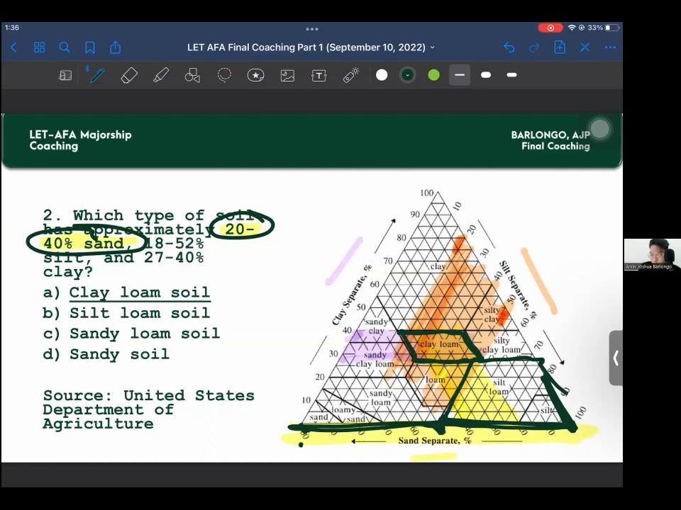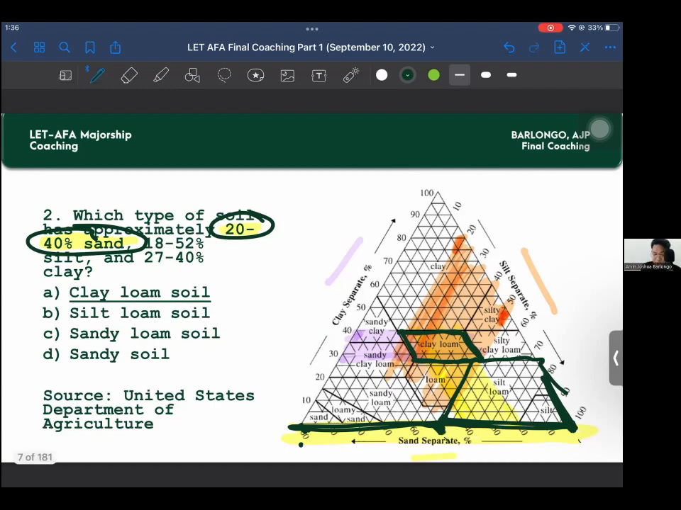Kapag nasa lower portion, 0 hanggang 50, it could be silty. Kapag nasa gitna, clay. Kapag nasa dulo, sand. So, 0 to 50, silt. 20 to 40, clay. And 50 onwards, it could be sand.